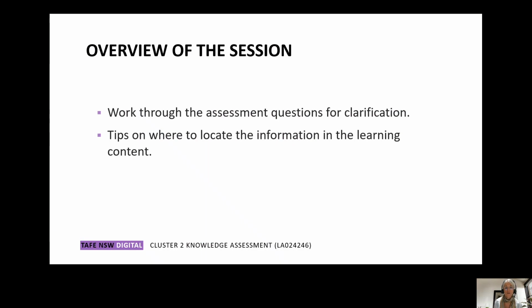Okay, so a bit of an overview. What we're going to be doing is working through the assessment questions and clarifying them so that you're really clear about what's being asked of you in terms of completing the questions and the tasks throughout the assessment. And as we go through, I'm going to give you some tips on where to locate the information in the learning content, because students always ask, where do I find the information?